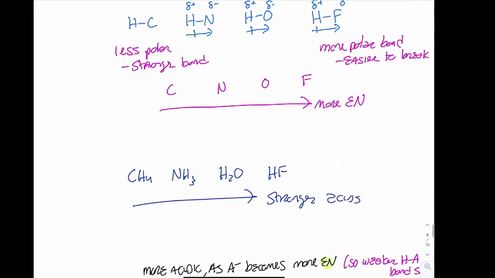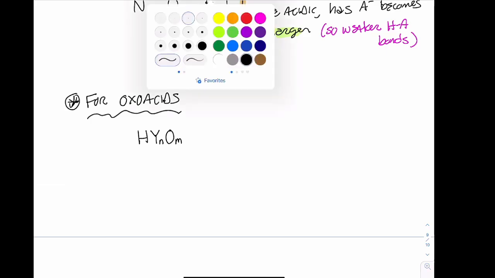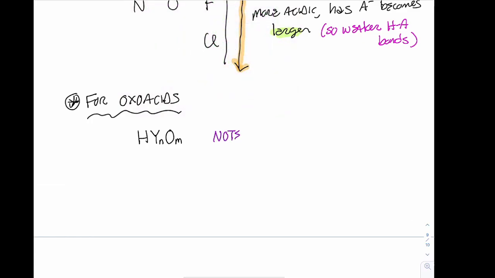If I go back up and compare just even these ones, for this first one, I'm breaking a carbon-hydrogen bond. Here I'm breaking a nitrogen-hydrogen bond. Here I'm breaking an oxygen-hydrogen bond. Here I'm breaking a fluorine-hydrogen bond. So the bond that I'm breaking is different. With oxo acids, it doesn't matter if I give you nitric acid or perchloric acid, I'm always breaking an oxygen-hydrogen bond. So we do want to note that: it's a hydrogen-oxygen bond that is broken, that is ionized, for all oxo acids.